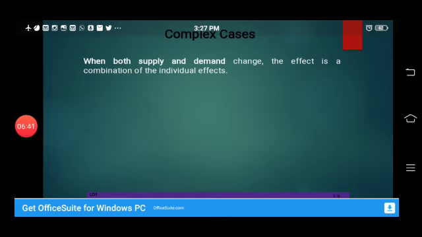Now there are more complex cases. What happens when both change? When supply and demand both change. Previously, we have just discussed that only demand has increased or decreased, or we have seen that only supply has increased or decreased. Now, what will happen when both the demand and the supply change?